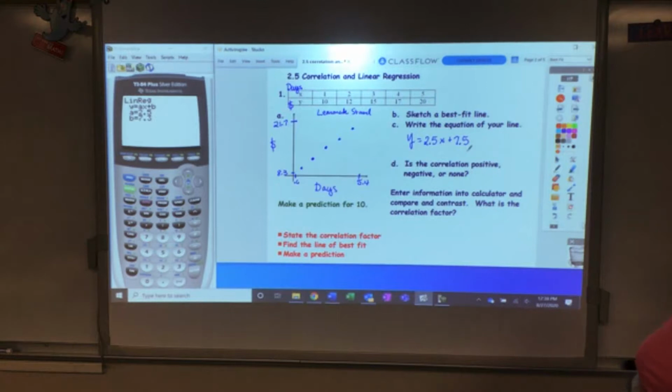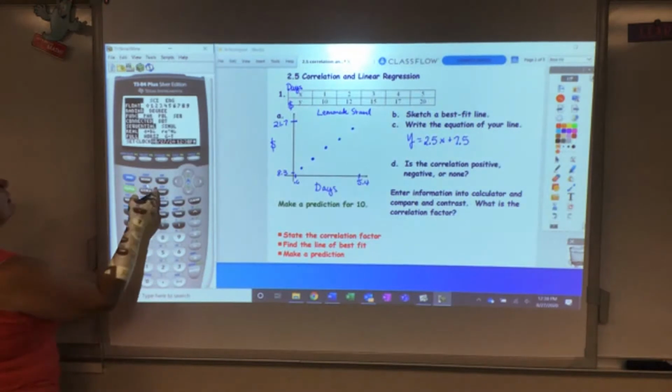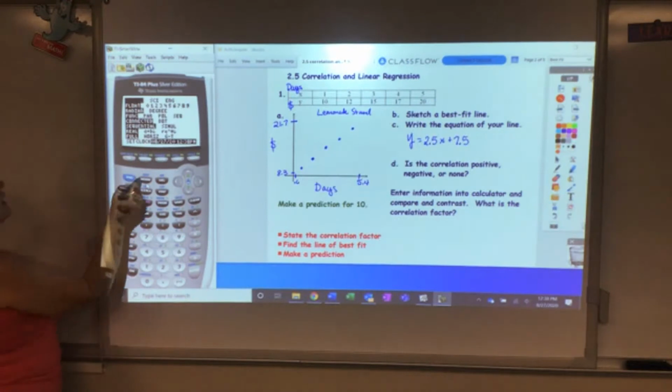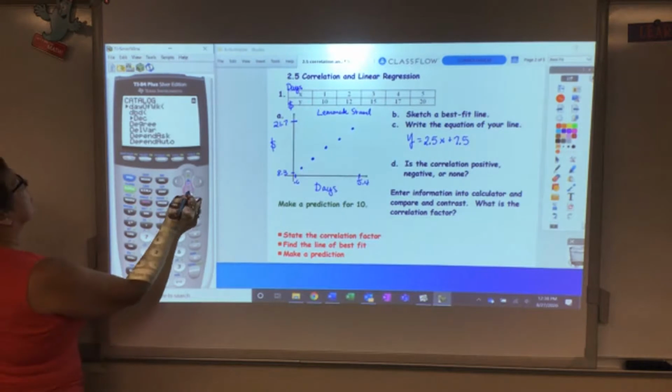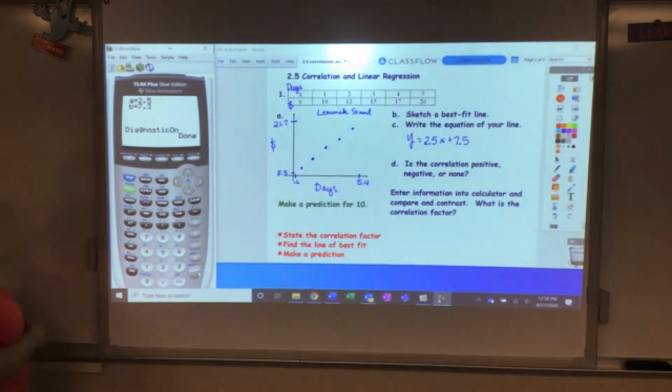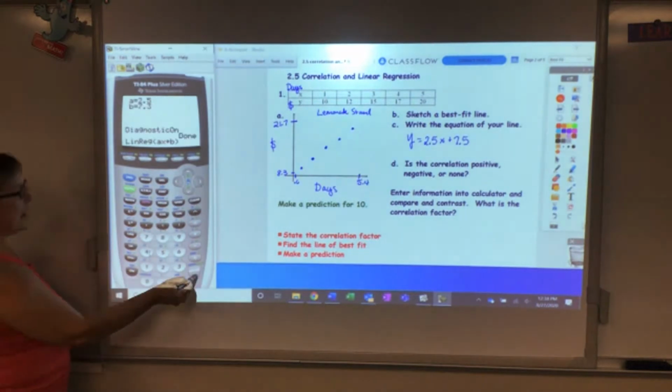But I do not see my correlation. So to do that, you're going to press your mode key and go down until you get to diagnostics on. I don't have that feature on my calculator, so I have to go to catalog. And I want diagnostics on. And it says done. You would do mode and scroll down until you get to stat diagnostics. Highlight on and hit enter. And now I'm just going to do that regression again. Since I've turned on my diagnostics, it will stay on until I reset. So stat, calculate, 4, enter.